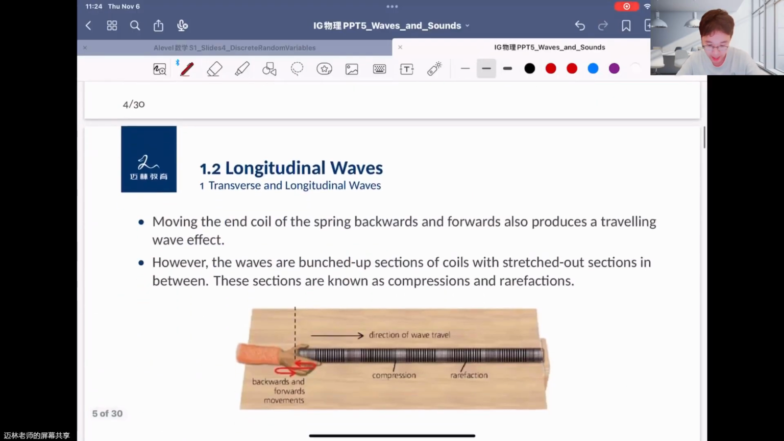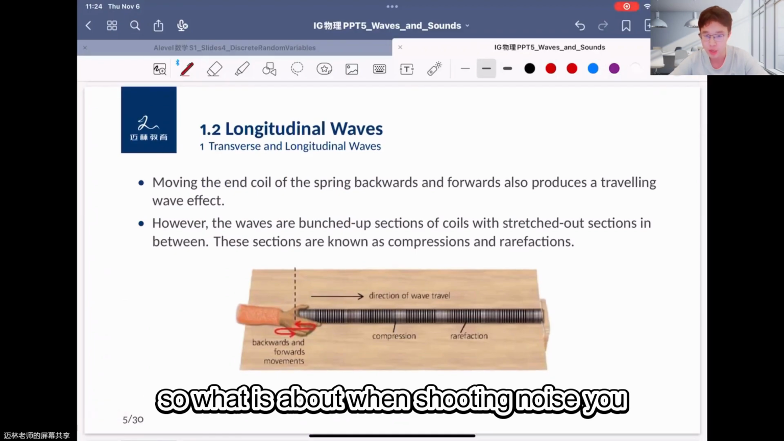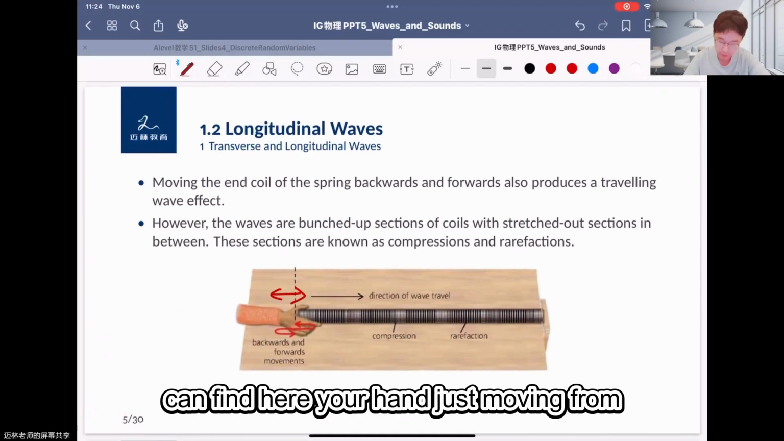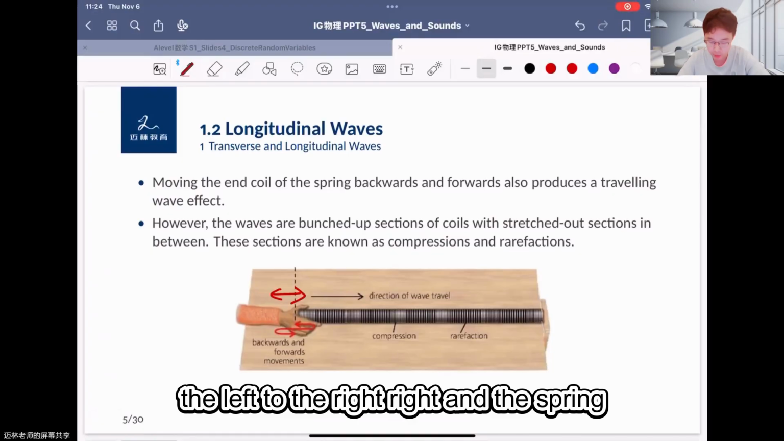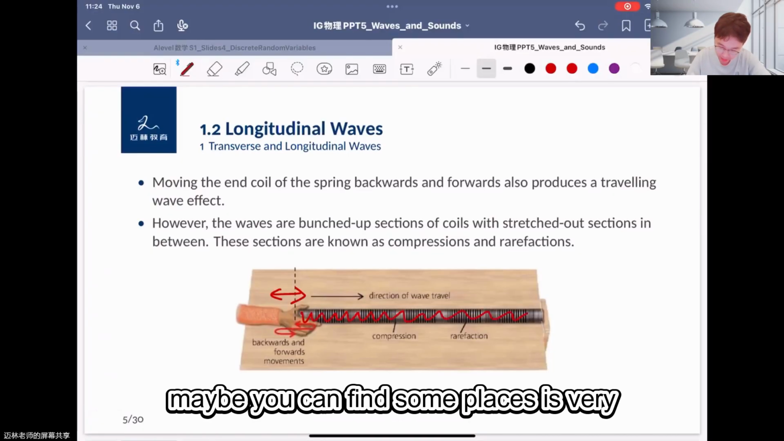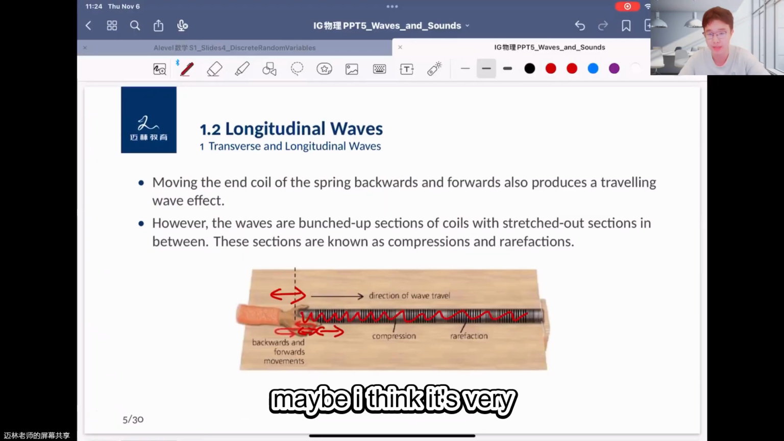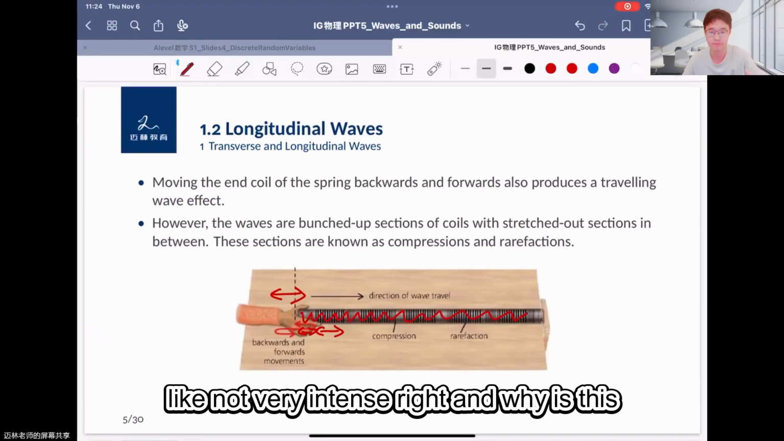Okay, and another type is called longitudinal waves. So what are longitudinal waves? You can see here your hand is moving from the left to the right, right? And the spring is also moving from the left to the right. Okay, and you can find that some places are very tense and some places are not very tense, right? And why is this?